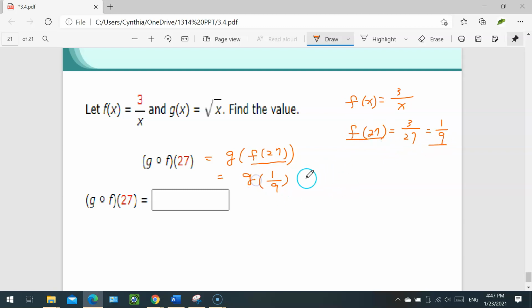And your g function is outside. Now the g function has square root of x. So square root of x. When I hear the x, I leave it blank. Now we substitute the 1 over 9 into the blank here. So 1 over 9 is the same idea as 1/3 squared. So now this power 2 cancels with the root. So it turns to 1/3. So when you have g compose f at 27, the result is 1 over 3.